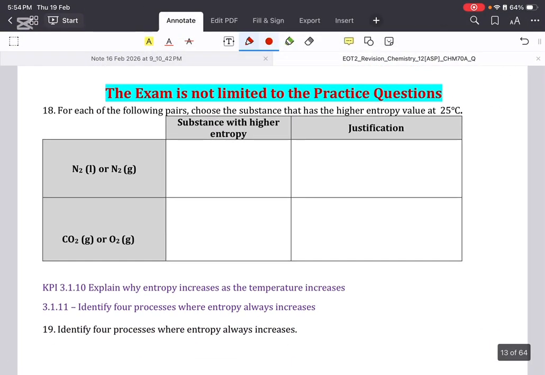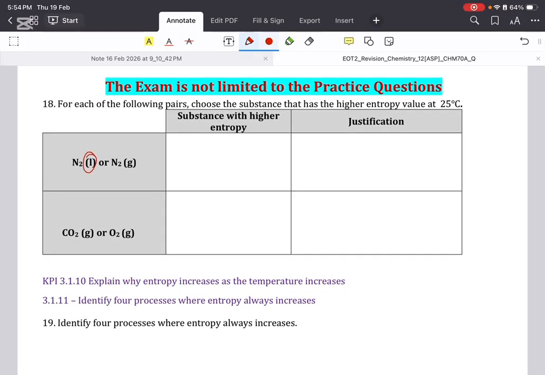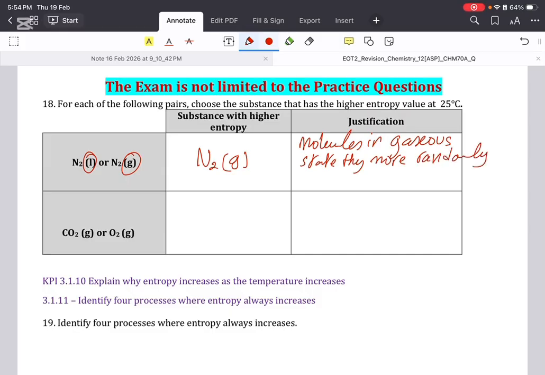Moving on, expect questions where they ask you to compare two substances in different states. So, which one has higher entropy? Of course, the gas. The gas will have higher entropy because the molecules in the gaseous state move randomly and freely with more disorder compared to liquid.